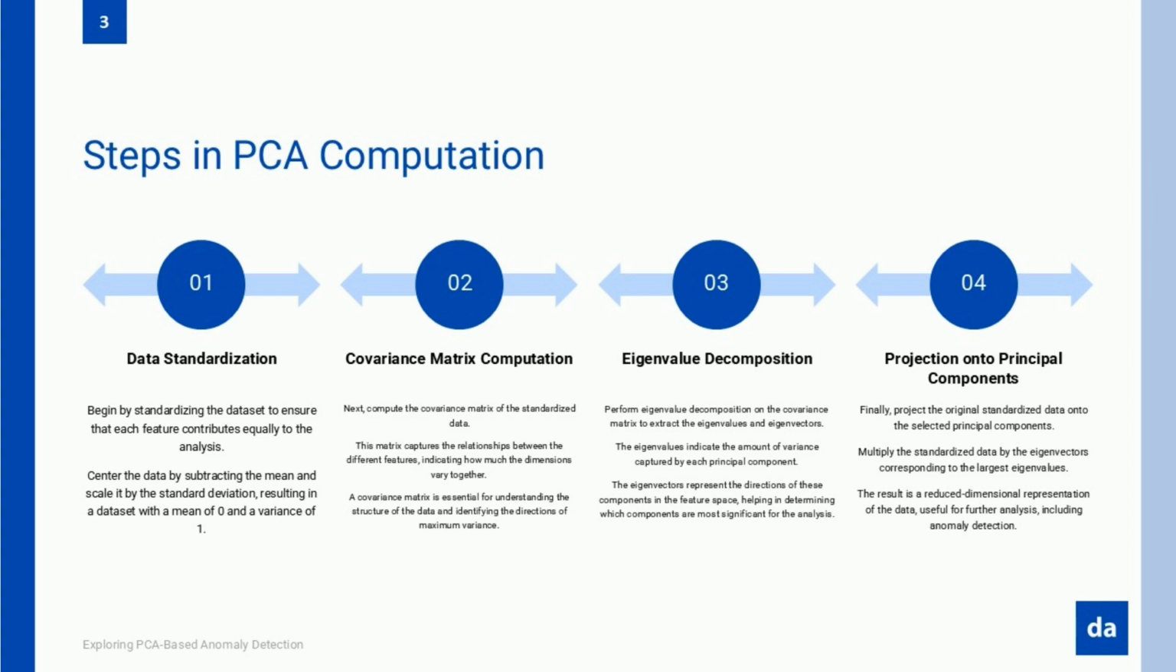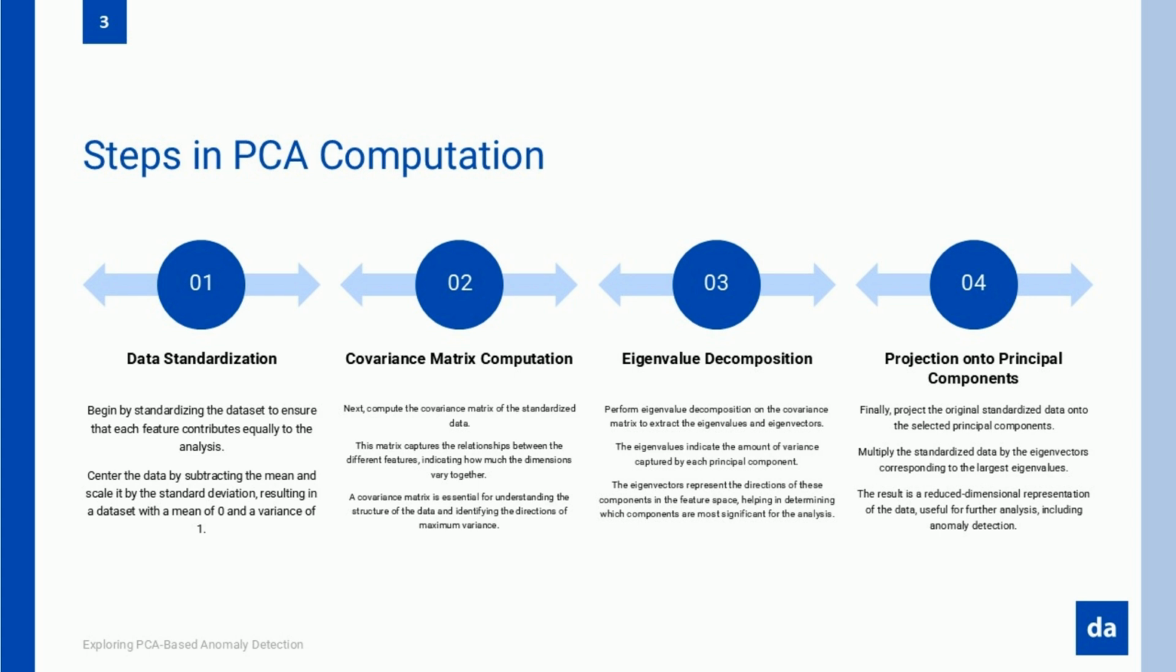easier to detect. Before doing anything, the dataset needs to be standardized to ensure that all features contribute equally. PCA is sensitive to differences in magnitude, so without standardization, variables with larger scales would dominate the analysis. This is done by subtracting the mean from each feature and dividing by the standard deviation, resulting in a dataset where each feature has a mean of 0 and a standard deviation of 1.